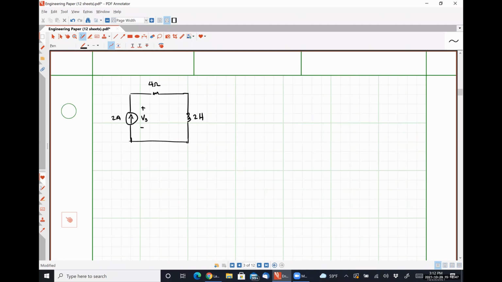Okay, so we could apply Kirchhoff's voltage law, and we could say that the voltage drop across the resistor plus the voltage drop across the inductor is equal to that voltage source Vs. So that would be Vs is equal to VR plus VL. Well, VR here is just 2 amps multiplied by 4 ohms. And VL here is just 2 Henrys multiplied by the derivative with respect to time of 2 amps, which will give us exactly 8 volts.